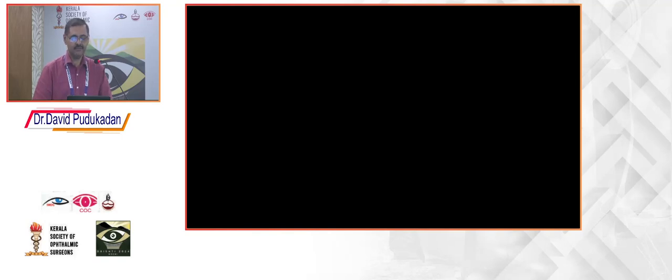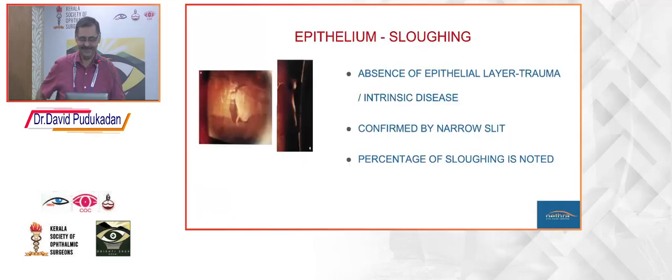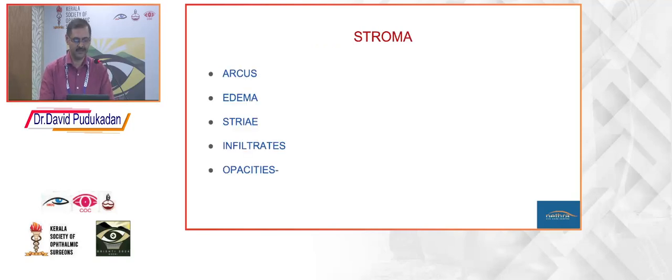Sloughing is the absence of epithelium, which can result from trauma or intrinsic disease. The percentage of sloughing, that is the amount of sloughing on the corneal surface, is documented.